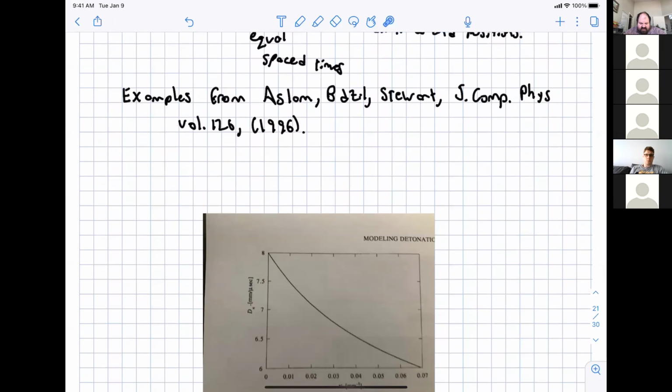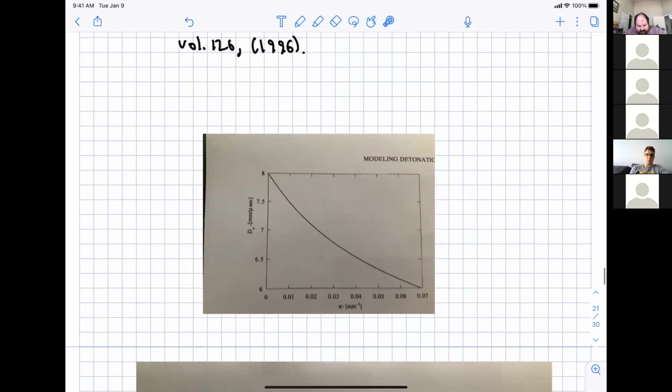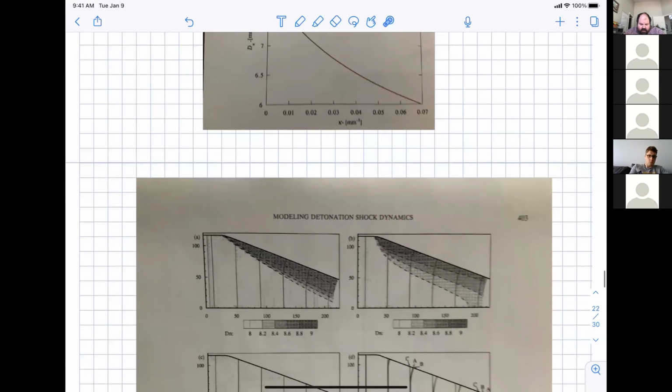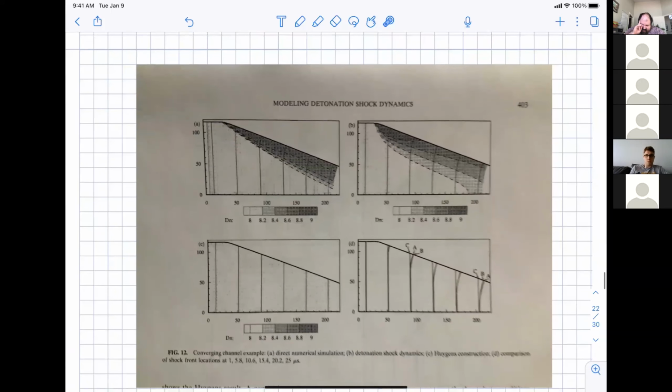Now for this Dsd theory, here are some examples from a paper by a famous student of Scott Stewart's, Tarek Aslam, Bdzil and Stewart. Their D-kappa relation is here for their explosive. I think they use this curve directly in their level set evolution equation, and here they have some examples of it. I know this is hard to see, but here they have a planar detonation encountering a channel that has a slope like this. In the upper left here, they actually solved the reactive burn equation.